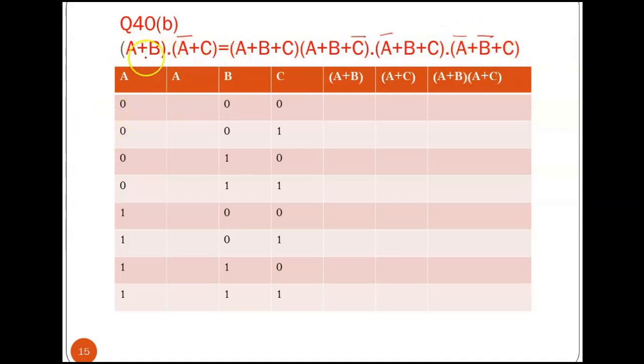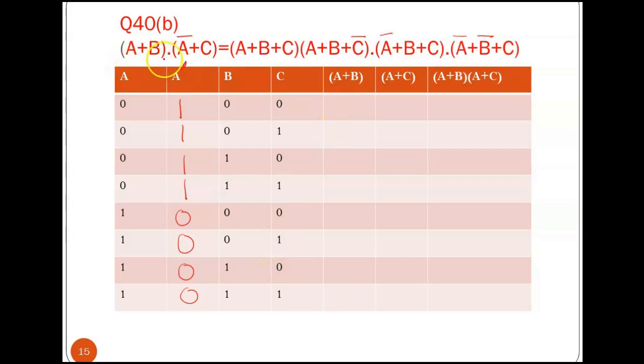So now you can see first is the left hand side part. A plus B. A bar is also required. So this is actually A dash, and BC. A dash is the opposite of A. So 0 to 1, 0 to 1, 0 to 1, 0 to 1, 1 to 0, 1 to 0, 1 to 0, and 1 to 0. Now A, B, C, all the three inputs are there.